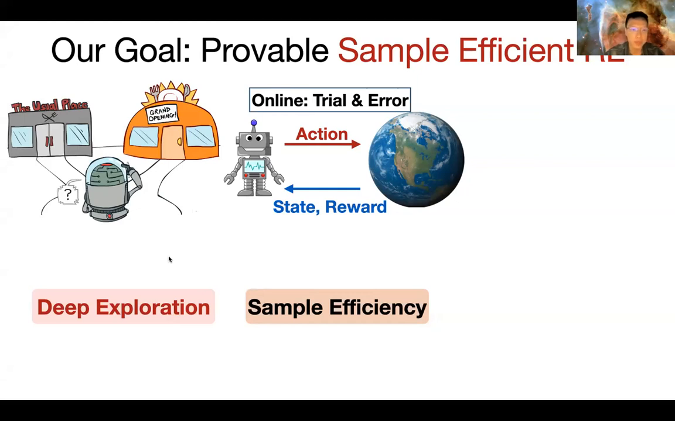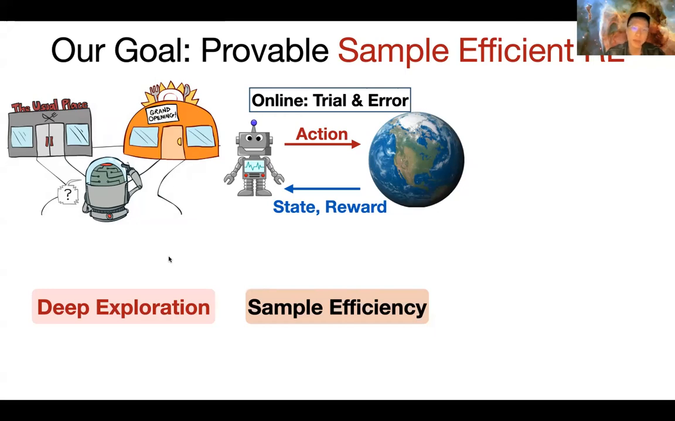For such an online setting, one of the fundamental challenges is the exploration-exploitation trade-off. In reinforcement learning, this particular exploration is known as deep exploration, because reinforcement learning deals with sequential decision-making problems. Whenever we make a decision, we need to consider its long-term effect, and this is called deep exploration.